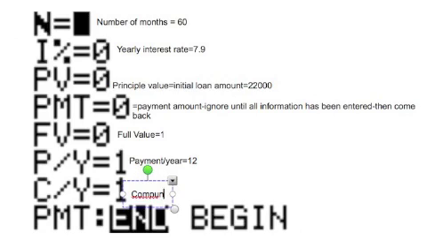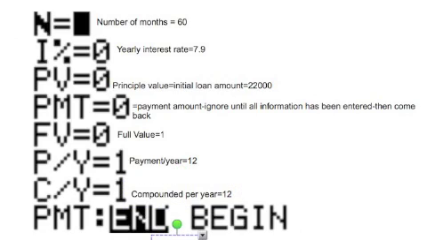C/Y stands for compounded per year. So how many times is the interest being recalculated every single year? We have a monthly, it's compounded monthly, so therefore it is going to be compounded 12 times a year.